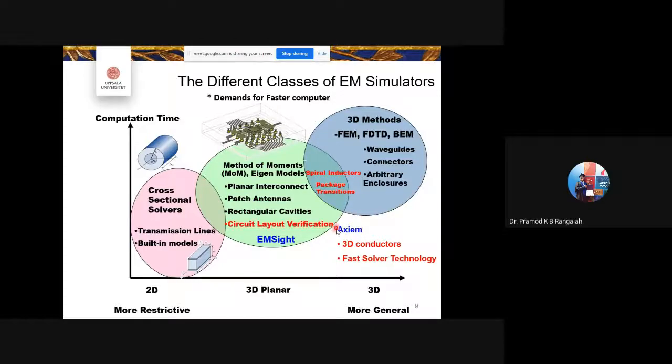So we do have Axiom. These are some of the tools which are quite computationally faster. And 3D conductor things can also be done with that. So we'll discuss these mathematical techniques in detail.